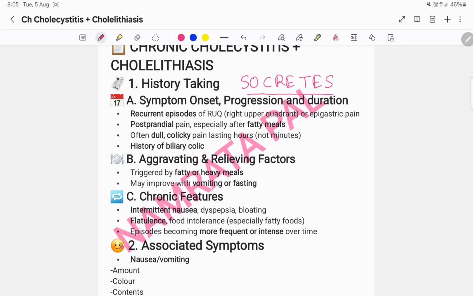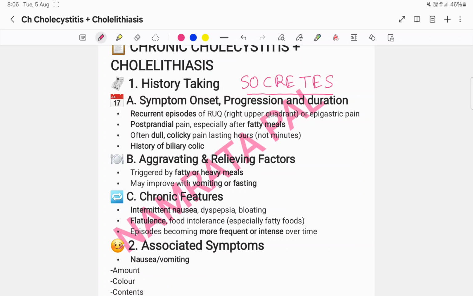Now, what is the onset? In case of acute cholecystitis, it is sudden in onset and rapidly progressing. But in case of chronic cholecystitis, recurrent episodes are present, and it may or may not be. That history you have to take from the patient. You have to ask if it is insidious in onset, then it is gradually progressing. But the site of pain is very common in both cases, that is the right upper quadrant.